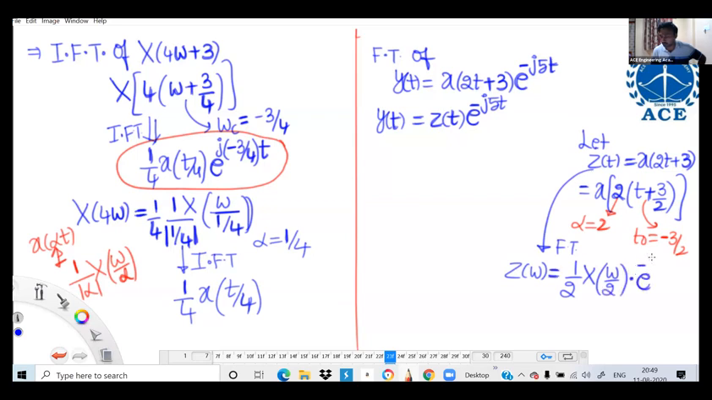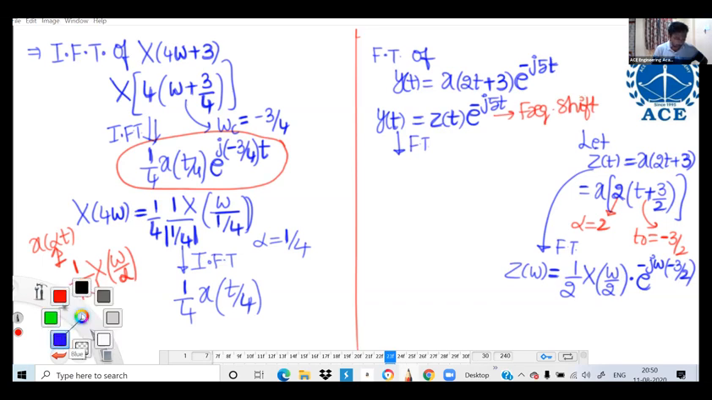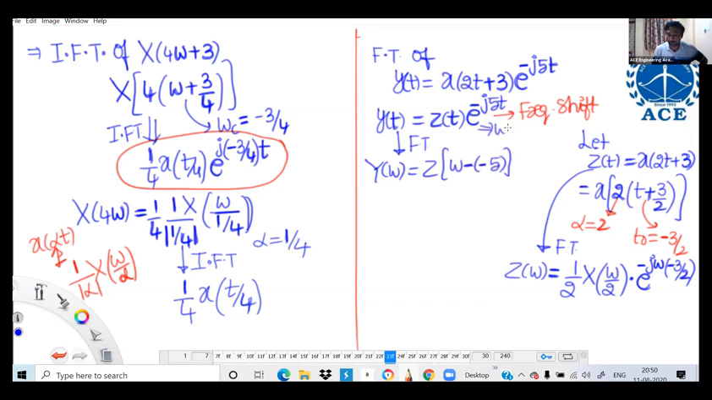Because of shifting, e power minus j omega t naught, where t naught is minus 3 by 2. For x of 2t, 1 by alpha x of omega by alpha. Because of shifting, e power minus j omega, this is done. Of course, here it is neatly indicating only for this term the frequency shifting property: z of t e power j omega c t form, so y of omega equals z of omega minus omega c. What is omega c here?